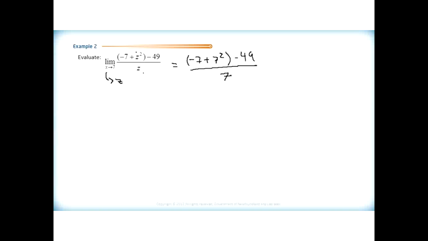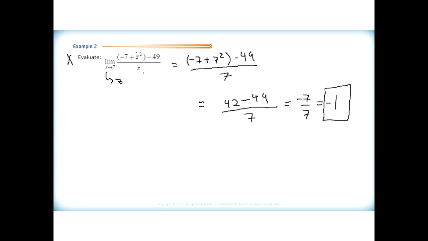So pardon me for making a mistake there. This is going to give us negative 7 plus 49, which is 42 up top, minus 49, all divided by 7, which I think is negative 7 over 7. Aha, and that's just negative 1. I didn't need to use any factoring.